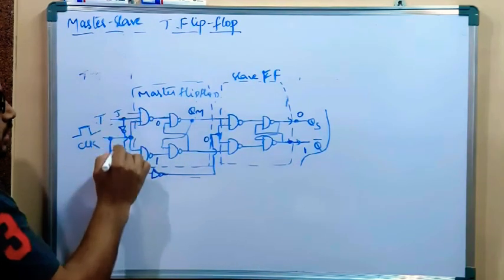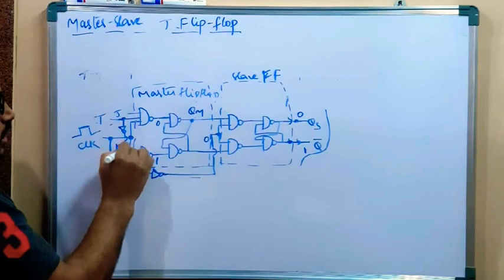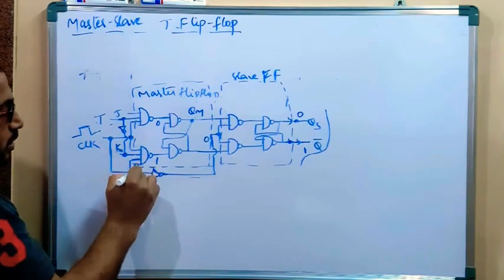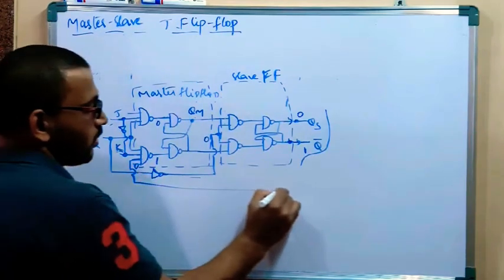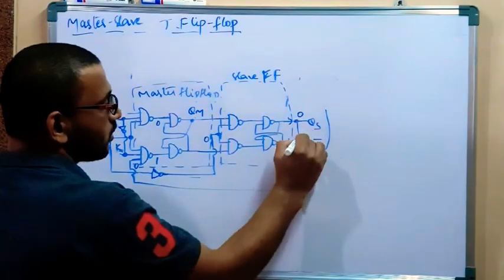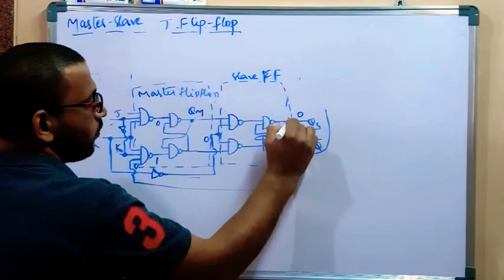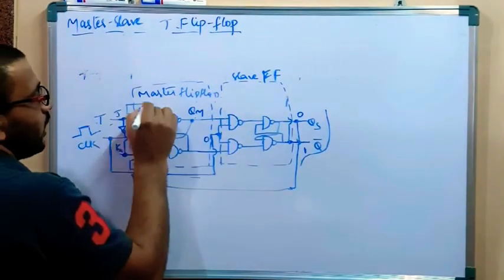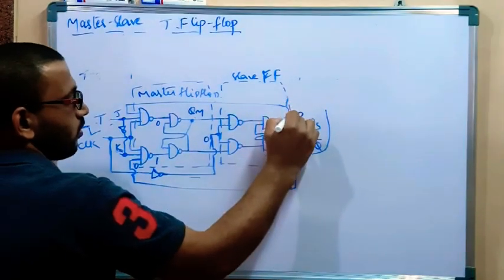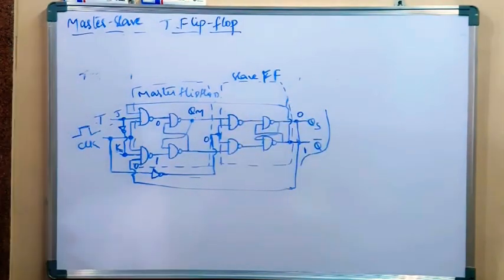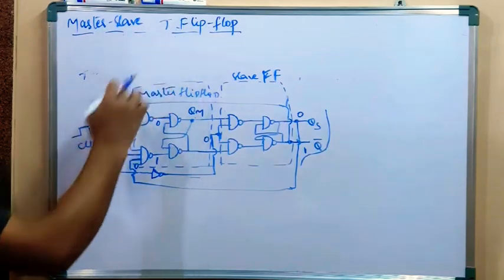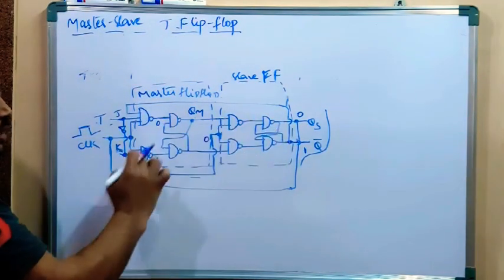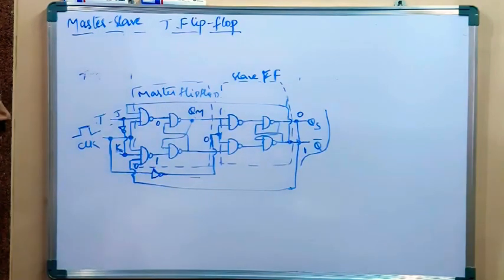You will get J this one, K this one, right? You have to connect this in feedback. Only for JK flip flop and T flip flop do you have to connect this in feedback, because T flip flop is derived from JK. So this is master slave T flip flop. For SR flip flop and D flip flop, this feedback is not necessary, right?